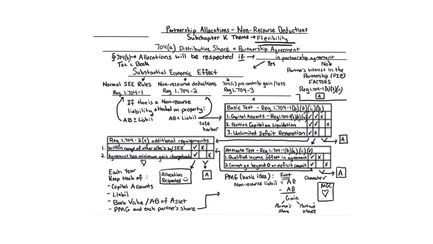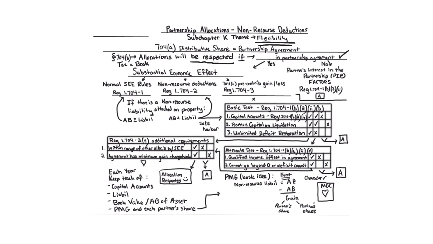The idea is that allocation, remember that a partnership, that's an entity taxed as a partnership for federal tax purposes, it's going to be treated as one level of tax at the owner level. Well, even if cash is not distributed out or property, we still allocate that, and that's distributive share. So the main thing is that the allocation for non-recourse deductions must be listed in the partnership agreement. Okay, well, we have that. Okay, so the allocation will be respected if it's in the partnership agreement.